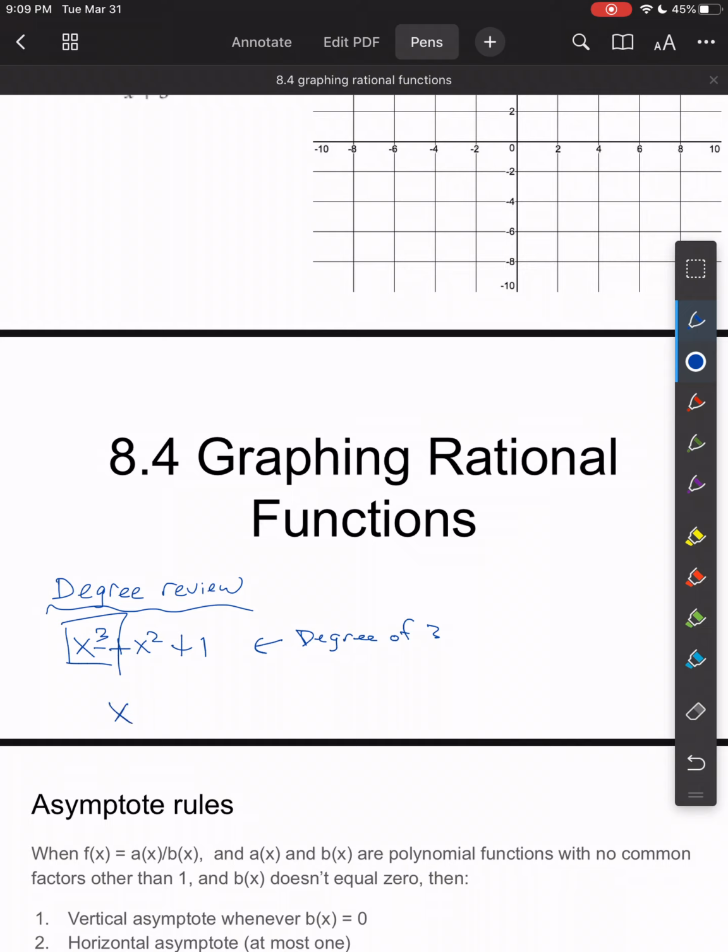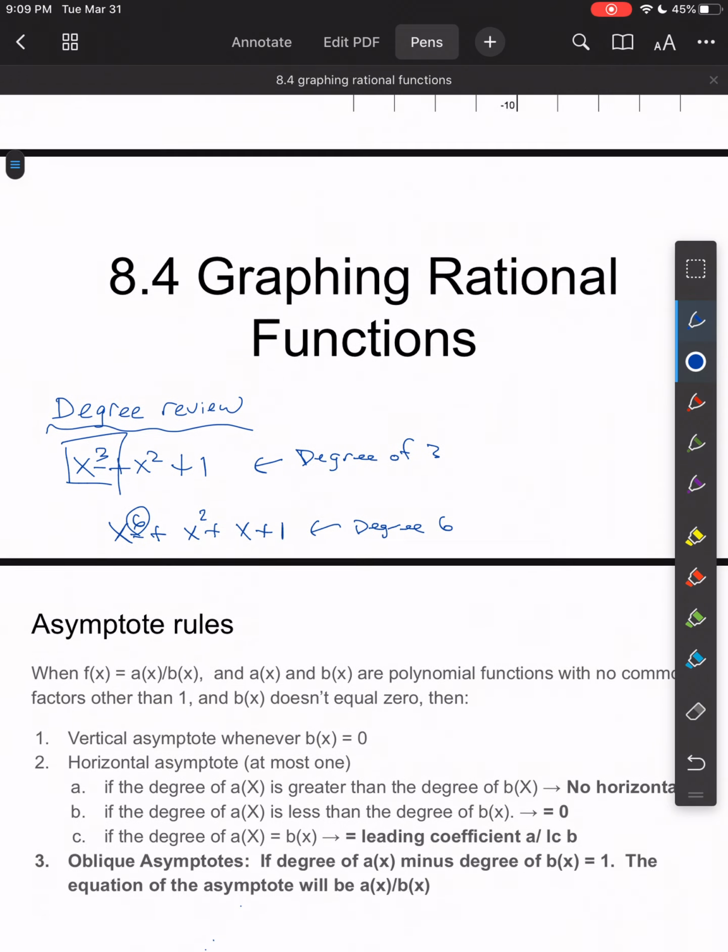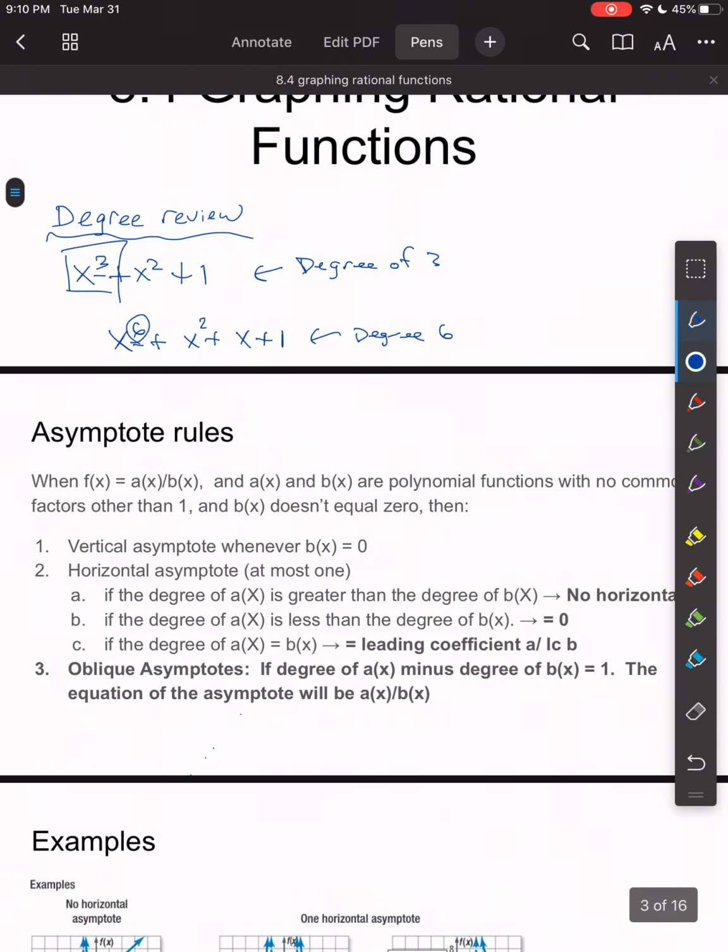If I had something like x to the 6th plus x squared plus x plus 1, the degree of this one would be 6, right? Because it is the highest exponent within the expression. So that's just a quick review because you're going to need that today for your asymptote rules, which we're going to talk about right now.